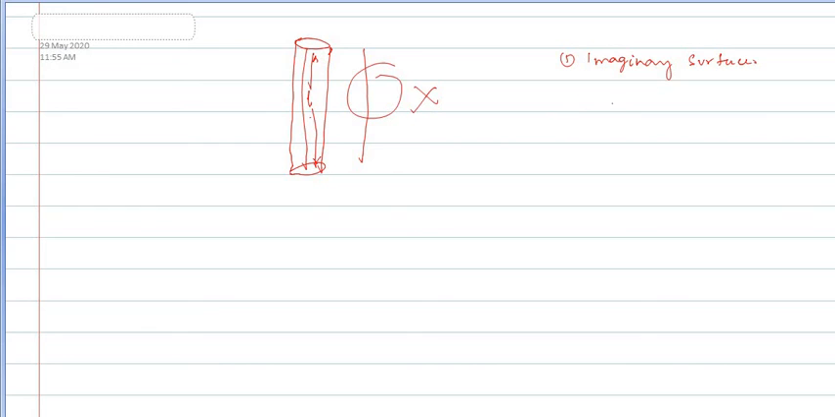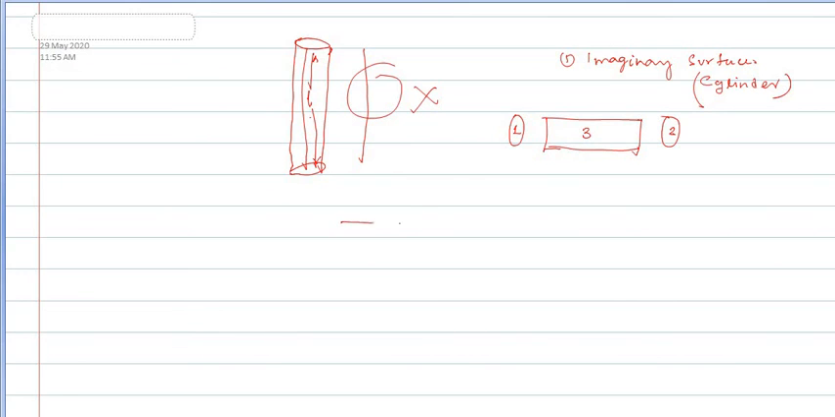Understood? So what should be the imaginary surface? We are considering cylinder. Understood? Now you should remember cylinder having three surfaces. This is first surface. This is second surface, and this one is the third surface. Understood? So now, after considering the imaginary surface, we should define E and theta for all the surfaces.